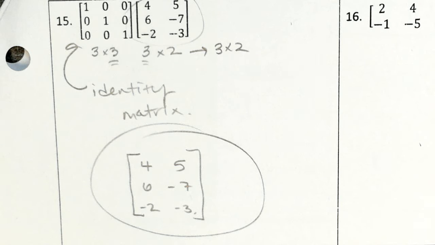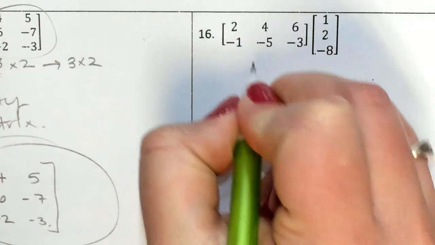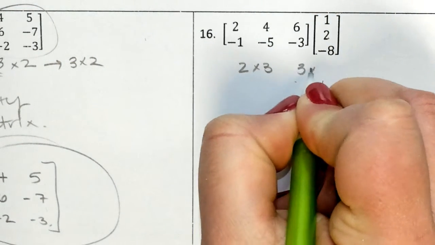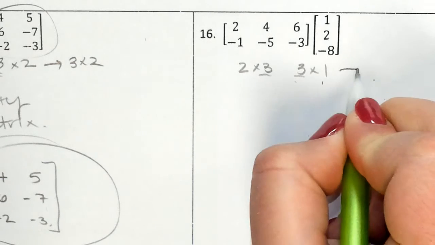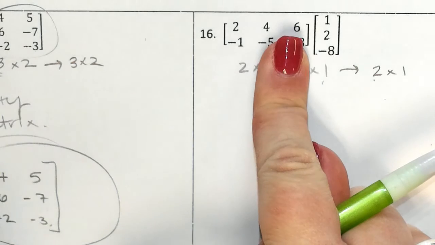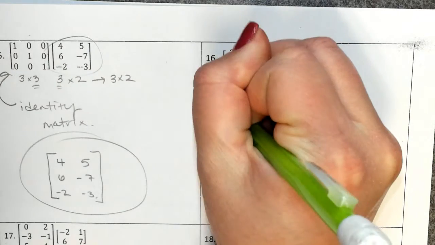Number 16. How about number 12? Okay, what are the dimensions of the first? 2 by 3. And the dimensions of the second? 3 by 1. Can you do it? Yep, the 3's match. So what is your answer going to be? It's going to be a 2 by 1. Take out those middle numbers and you're left with the 2 by 1. So I need to write out my 2 by 1 workbox.